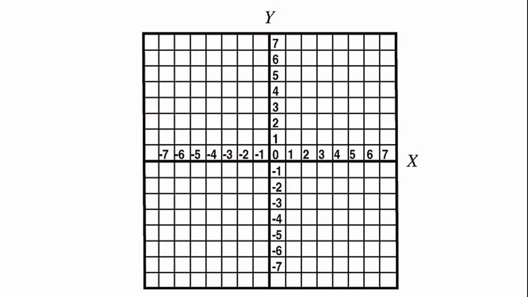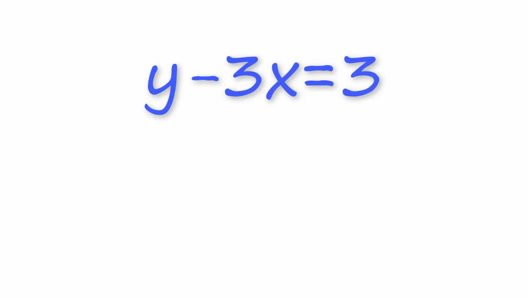Now, let's say that our equation isn't in slope-intercept form. How are we going to solve it then? Well, we can convert it into the correct form. Let's say we have this equation right here: y minus 3x equals 3. How do we convert it into slope-intercept form? Well, we could use the inverse operations method to rearrange the terms in this equation.